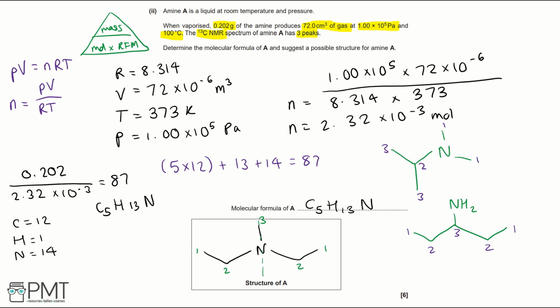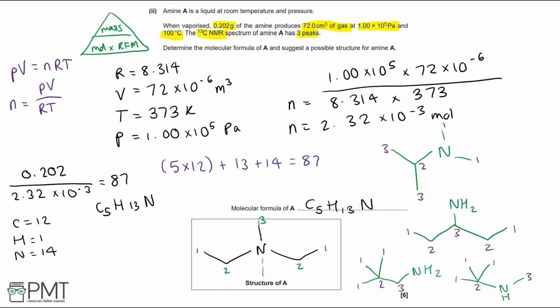Alternatively, you can have 3 methyl groups on the side here, and then you have your NH2, or you can draw it like this with the NH in the middle and then another methyl group coming off. But you would have 1, 2, 3 carbon environments in your carbon-13 NMR spectrum. So all of these are allowed. There are others, but these are the 5 that the mark scheme has, and they're the most common that they will allow.